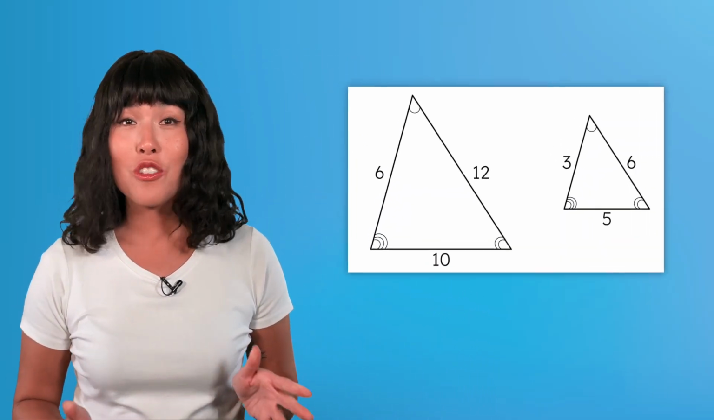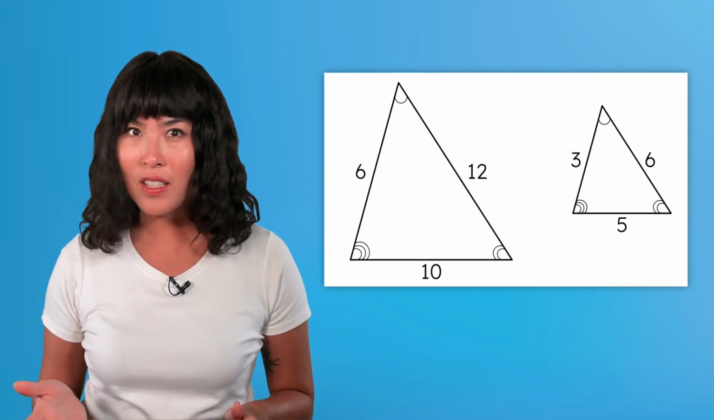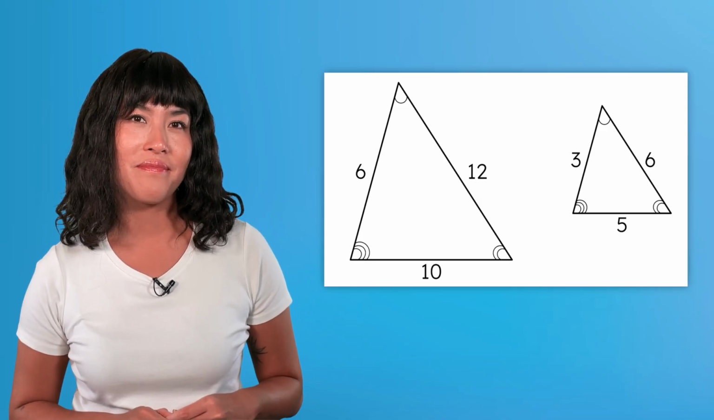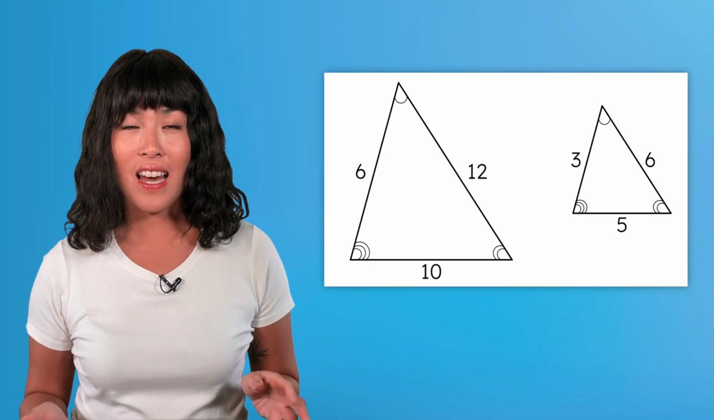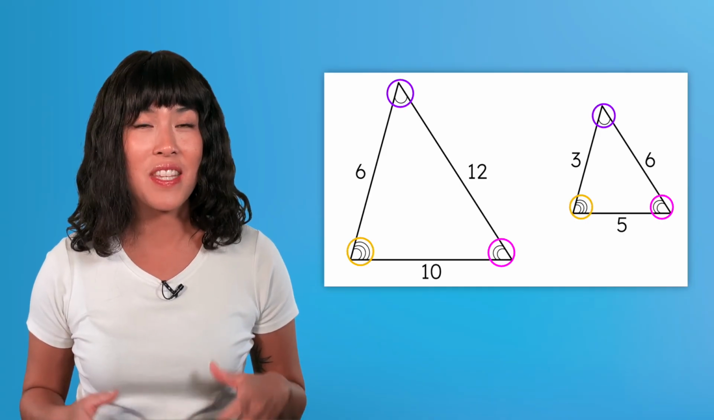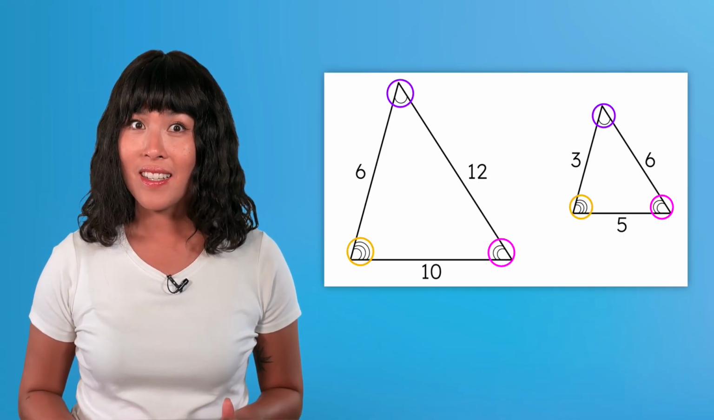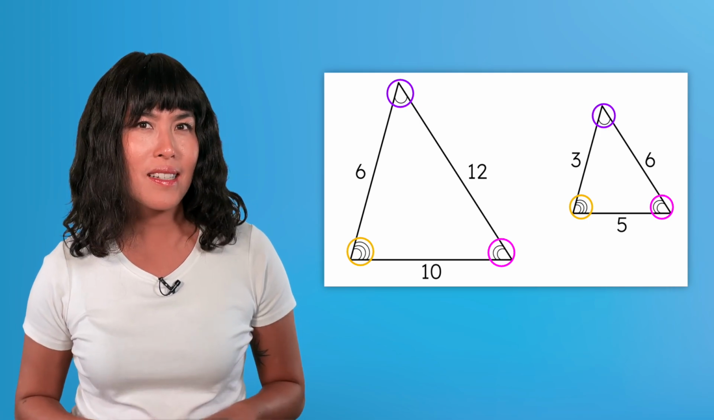So, we just discussed how people can be similar, but what about mathematical figures? Take these triangles, for instance. Do you think they look alike? What do you notice about these figures? I noticed that all of the corresponding angles have the same markings, which means they're congruent. What does congruent mean again?